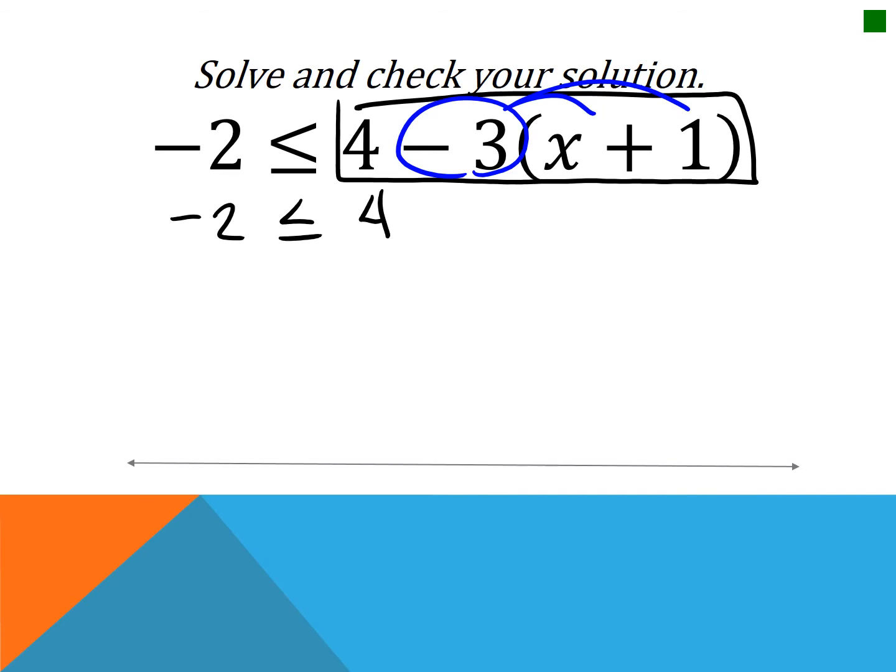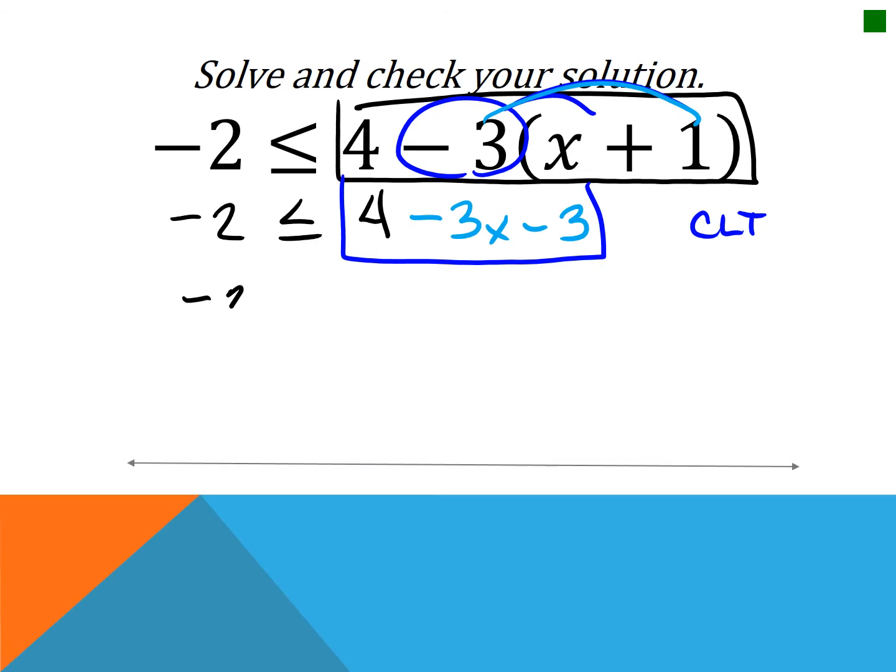So it's 4 minus 3x minus 3. On this side, I'm going to combine like terms. So I'm going to leave the negative 2 as less than or equal to 4. Whoops, no, Mrs. Evans, look. 4 and negative 3 are like terms. So 4 minus 3 is 1, and then I still have minus 3x.